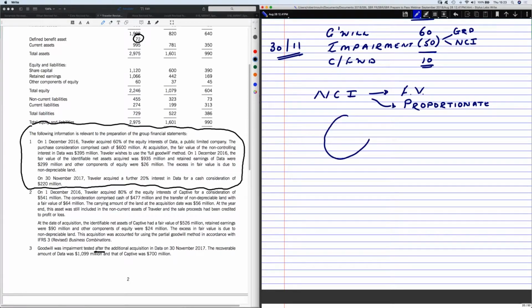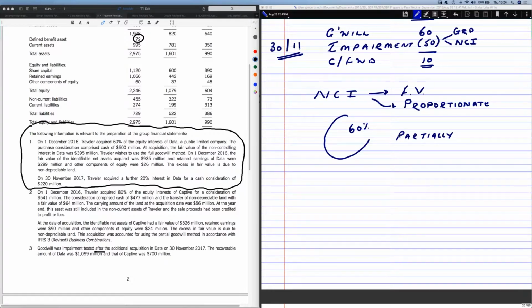Stop. Oh, there's part of this missing. And what I've got missing here is a percentage. And I know that what I've now done is I've only partially calculated the goodwill. So let's imagine the situation in this question is not that traveler wishes to use the full goodwill method, but uses the partial goodwill method. Well, that of course means that the goodwill that we've calculated is only 60%. Yes, we've only calculated 60% of the goodwill. Does that make sense? Yes.